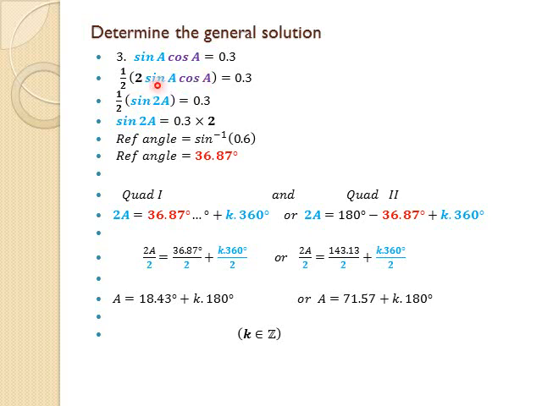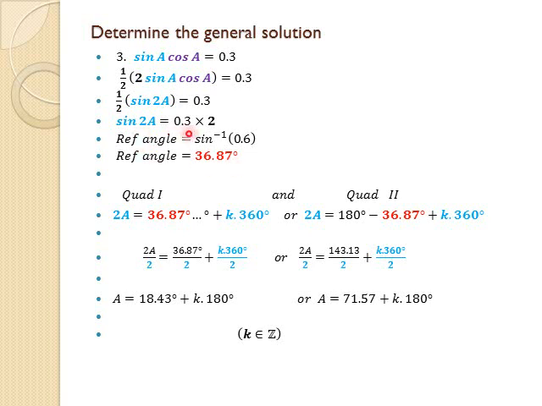Right, so the objective is always to work with general solution, one trig ratio. Right, to get rid of the half, I assume you know half times 2 gives me 1. So if I multiply by 2 this side, I have to multiply by 2 that side. So 0,3 times 2, so sine 2A equals 0,6. Reference angle shift sine 0,6 would give me 36,87 degrees.